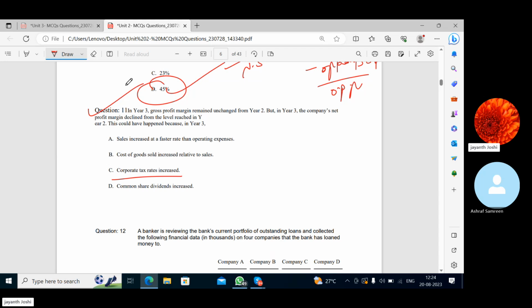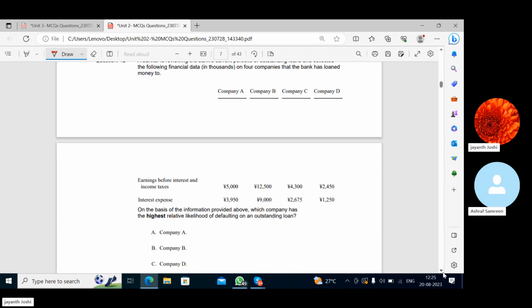Here the net profit is declined. In the last question, the net profit was increased. So corporate rates increase. That's the reason why it will decline, right? That's the answer. Next one.